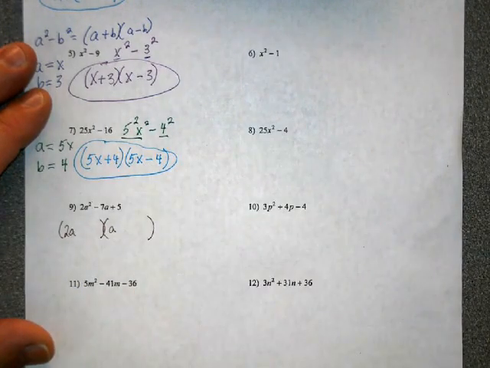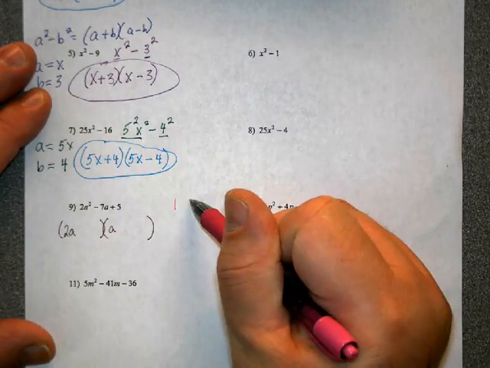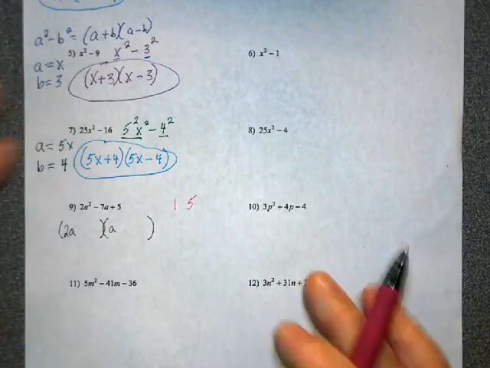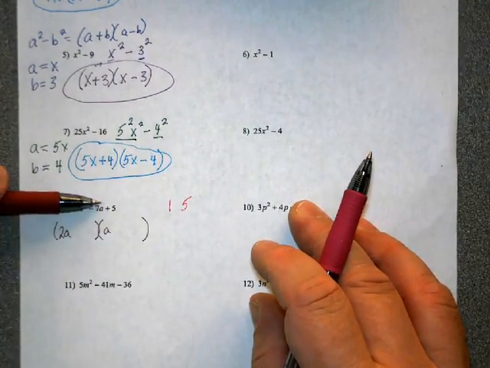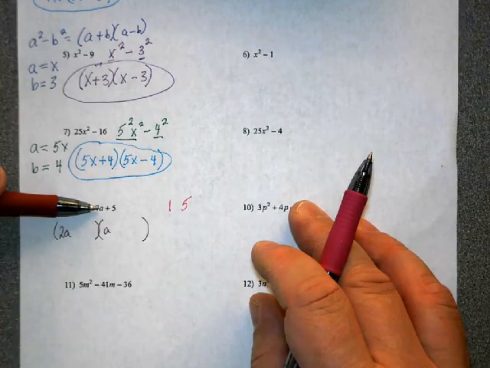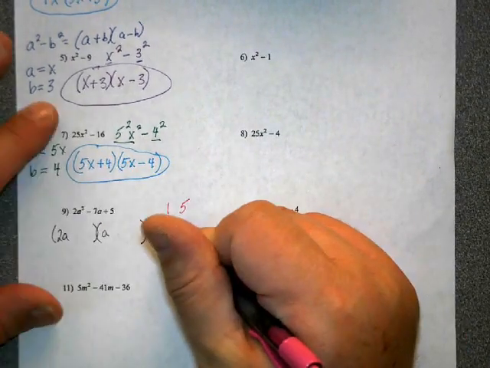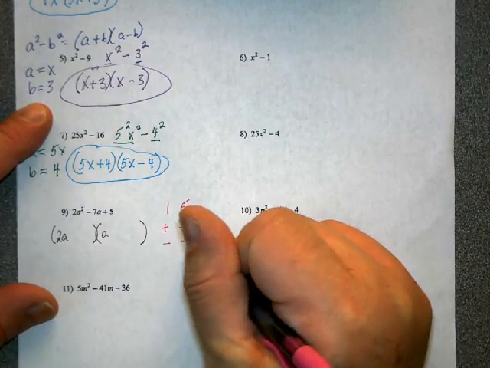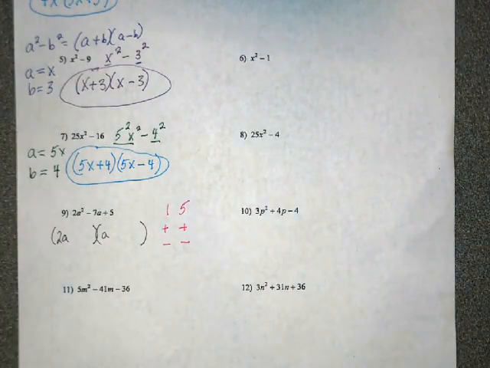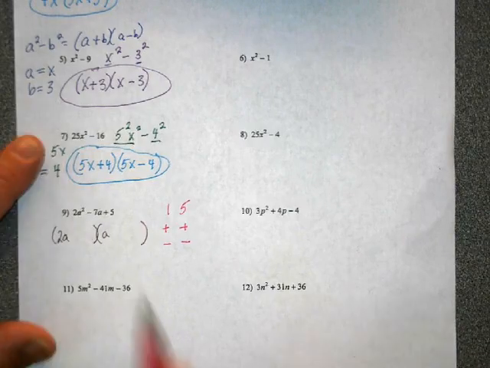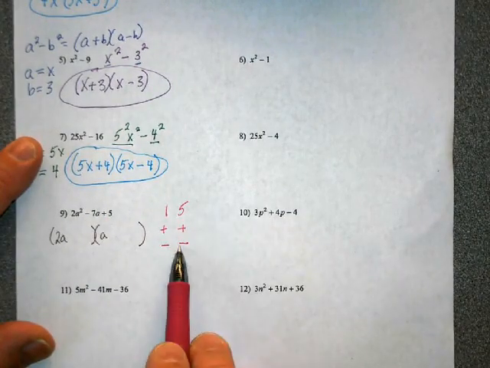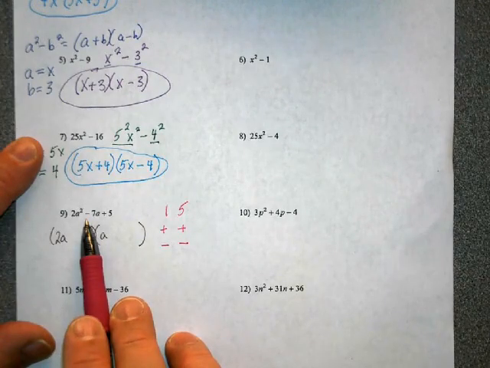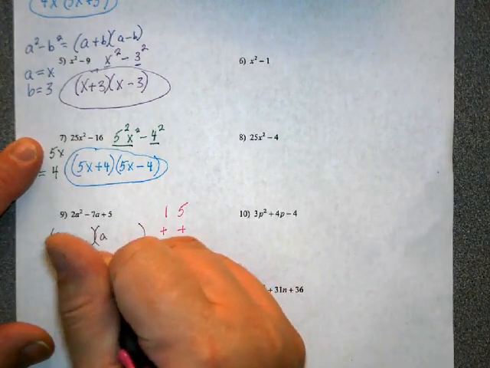Then I look at the factors of 5. I only have 1 times 5. Then I look at the sign of that 5, and it's a positive 5. So I'm either going to have a positive times positive or a negative times negative. Since they have to add up to a negative, they're going to be added together because they're the same sign. They have to add up to a negative, so they have to be negative times negative.